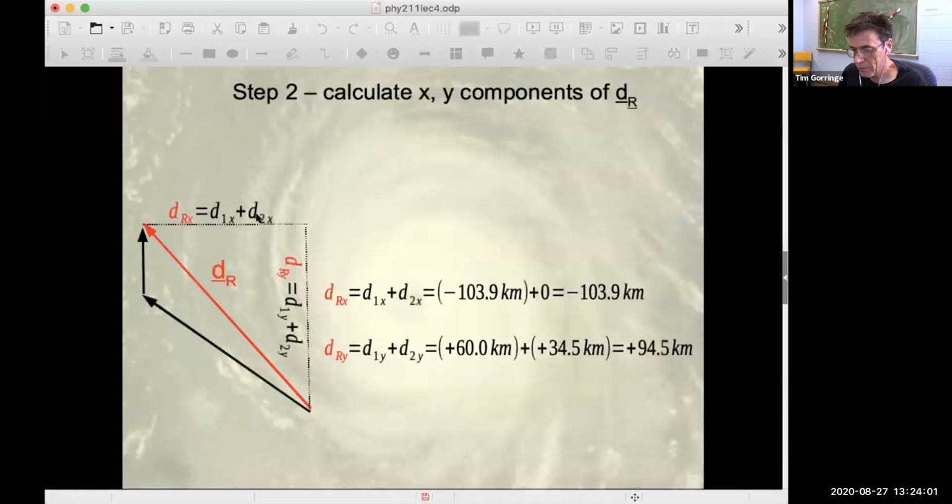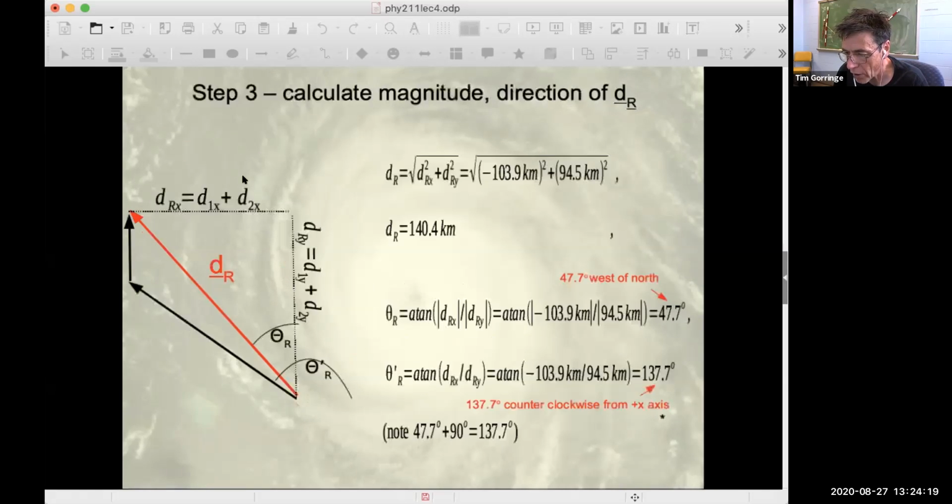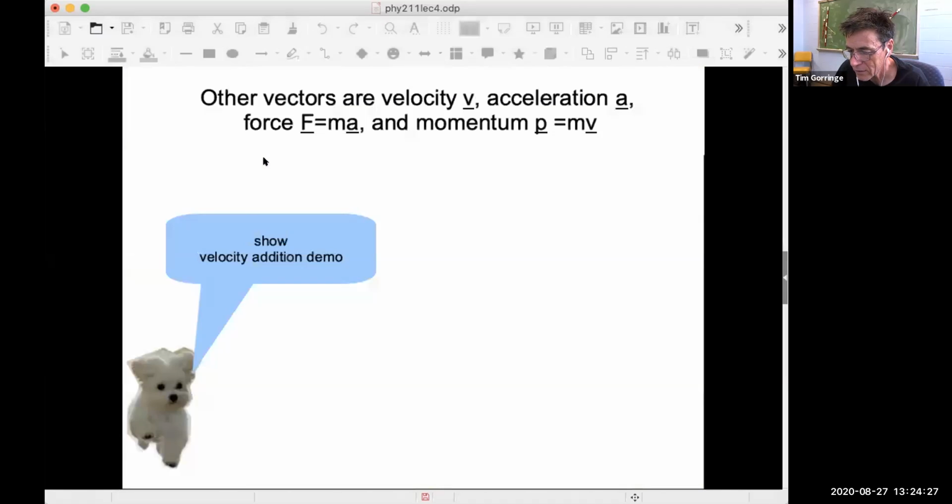Okay, step two. Step two is now actually doing the addition of the two vectors. And so now we've got the vectors in their x and y component form, we can straightforwardly do the addition. Now somehow I've gone to another slide. Oh, now getting even worse here.